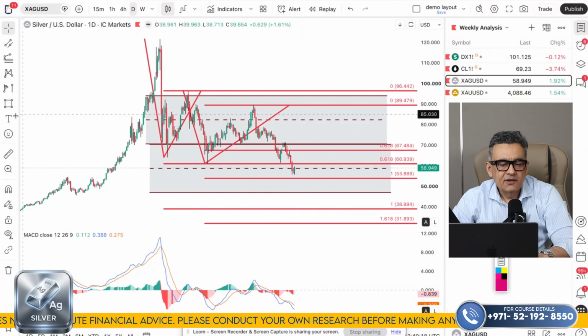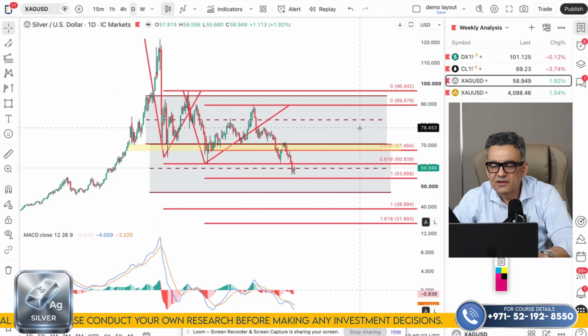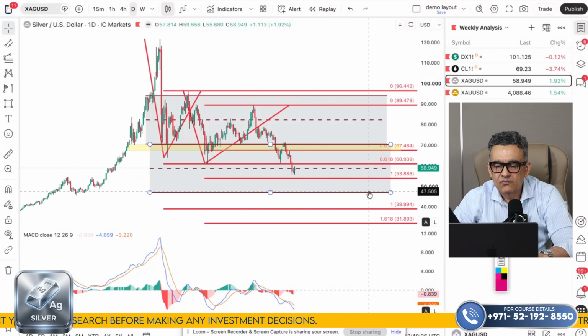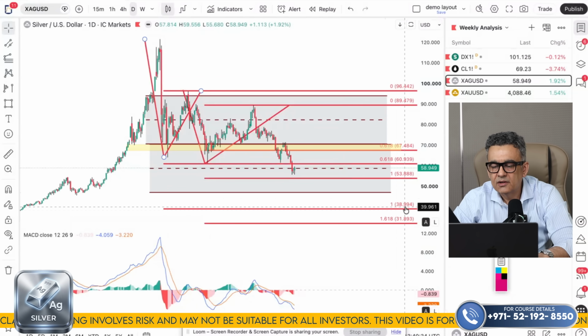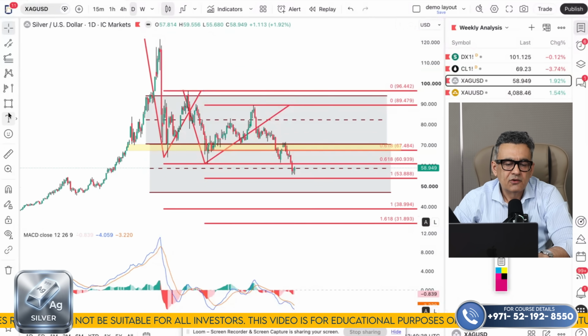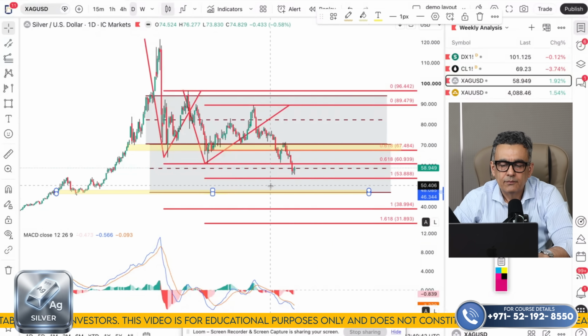So based on extension levels, now I can see a magnet resistance is formed around 67.48. And the next target, which is the lower edge of the second channel, is around 47. In case 47 is taken out, then it would be extended towards 38.99, or 39, on the $40 mark. And it will also clean this area of support here.